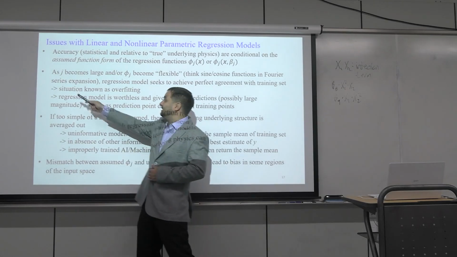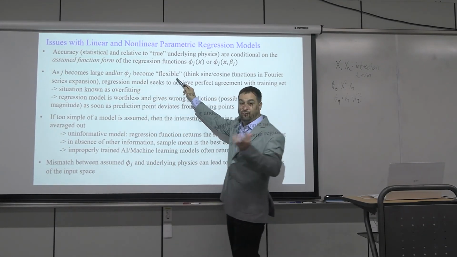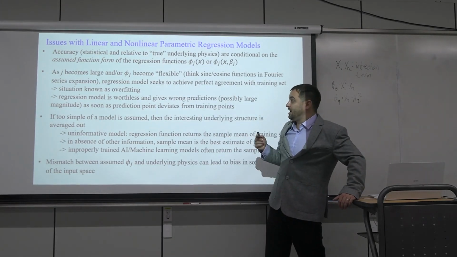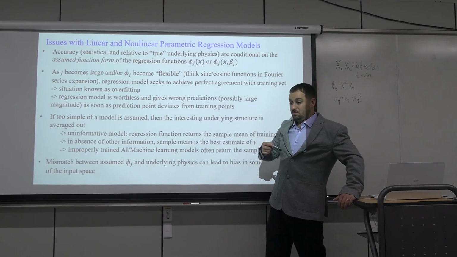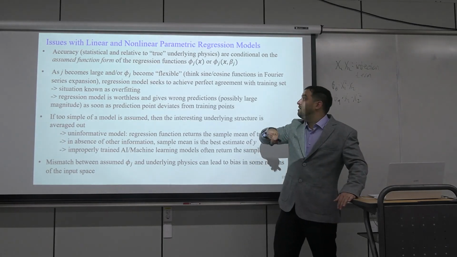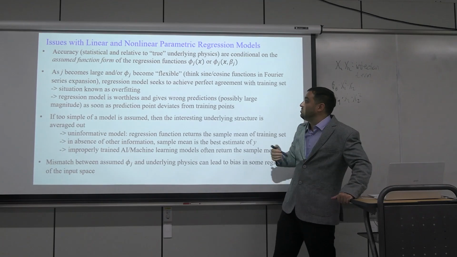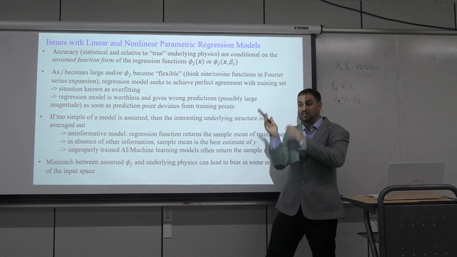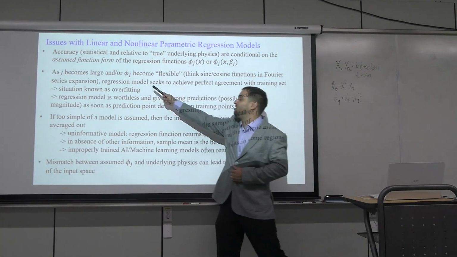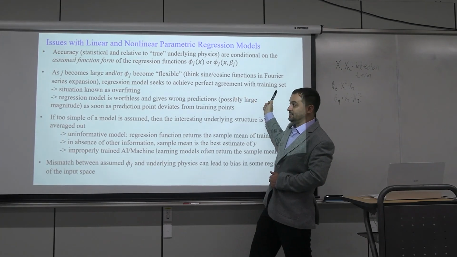Also, the second issue is as j becomes large and the theta j becomes flexible. Think of the sine and cosine functions in the Fourier series expansion. If you keep adding more parameters and more functions, like sine waves with different frequencies, your model becomes very flexible and starts to what's called overfitting. The regression model seeks to achieve perfect agreement with the training set.